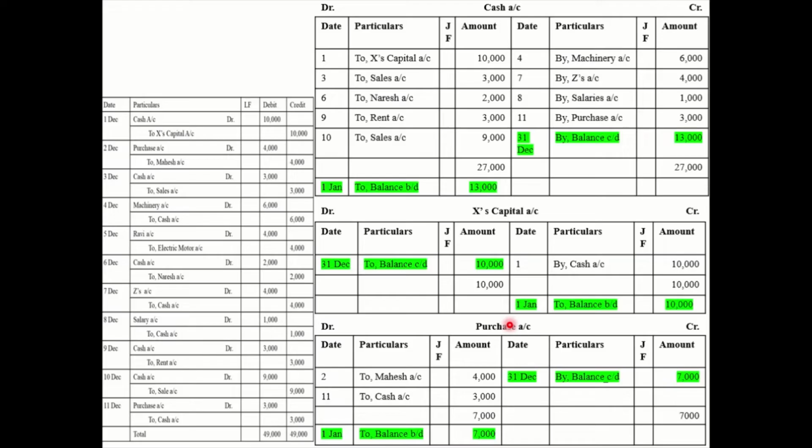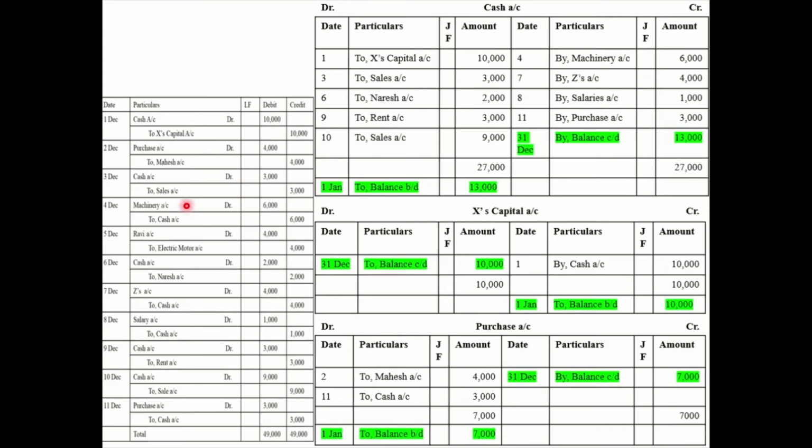Purchase account. Here, on 2nd December, the purchase account entry is on the debit side. That date's credit account we record on the debit side, to Mahesh account rupees 4,000. Then on 11 December there is a purchase account entry on the debit side. That date's credit account we record on the debit side, that is 11 December to cash account rupees 3,000.